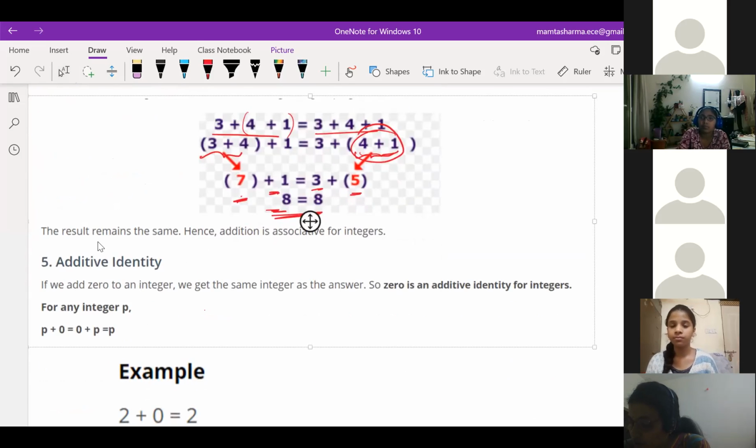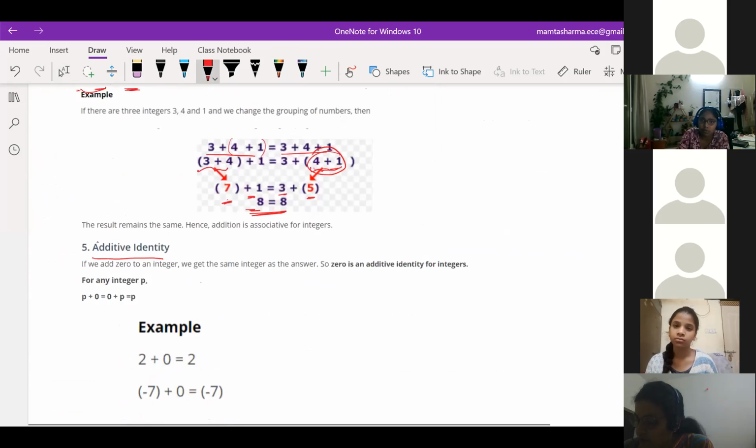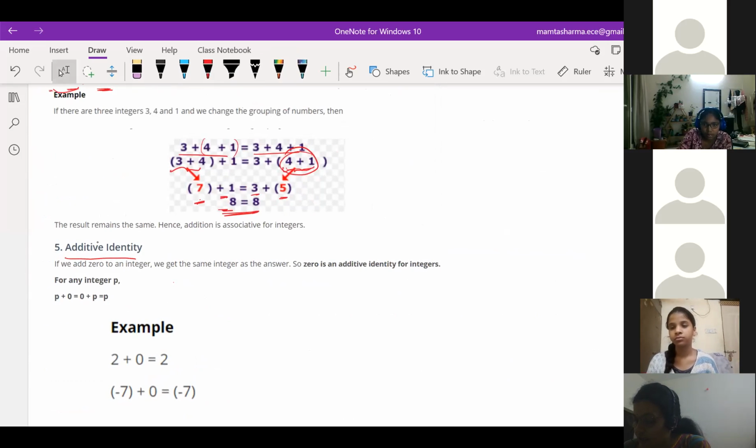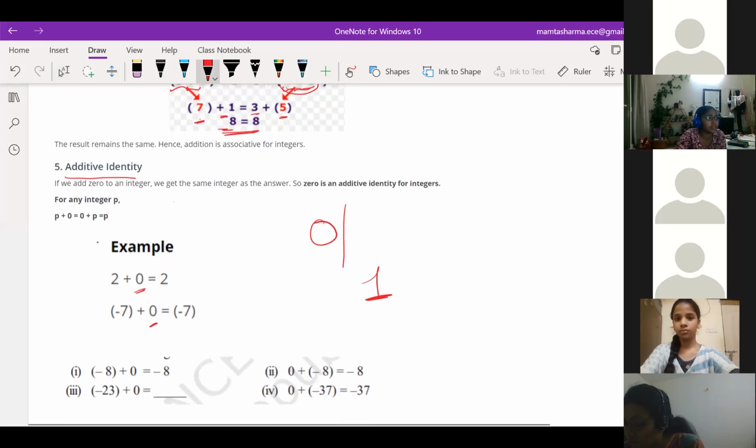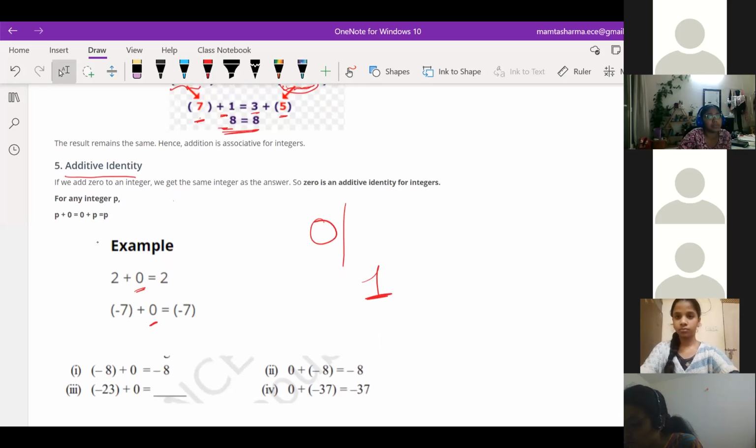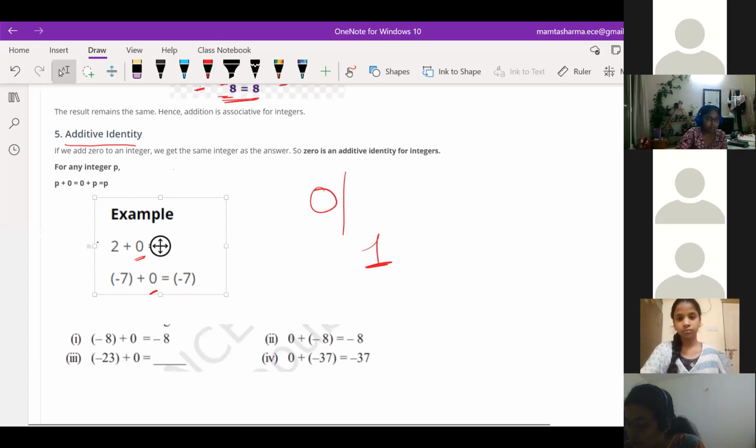Okay, now additive identity. What is the additive identity of an integer? 0 is the additive identity of integers. Is 1 the additive identity of integers or not? No, it is not the additive identity. Only 0 is, because if you add 0 to any number, it will always equal the same number.